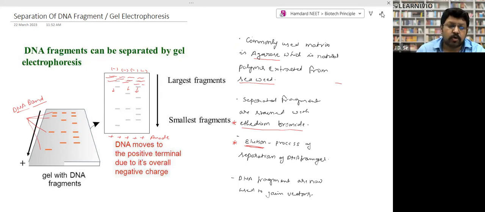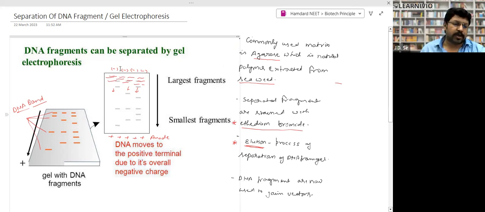So in DNA fingerprinting, what exactly do we do? We use the agarose gel electrophoresis process. In this, we have a tray kind of structure, and in this tray there is a gel called agarose gel. Agarose gel is commonly used as a matrix. It is a natural polymer extracted from seaweed. Seaweed means brown algae. So basically, we extract it from the brown algae, right? It is found in the cell wall of the seaweed.